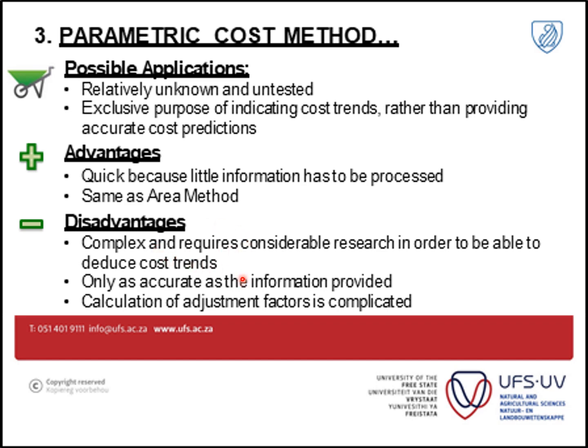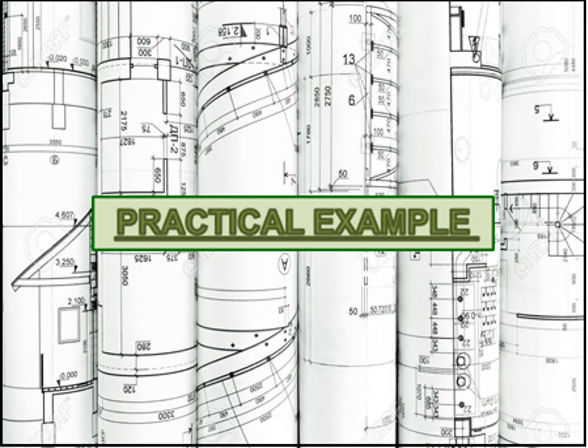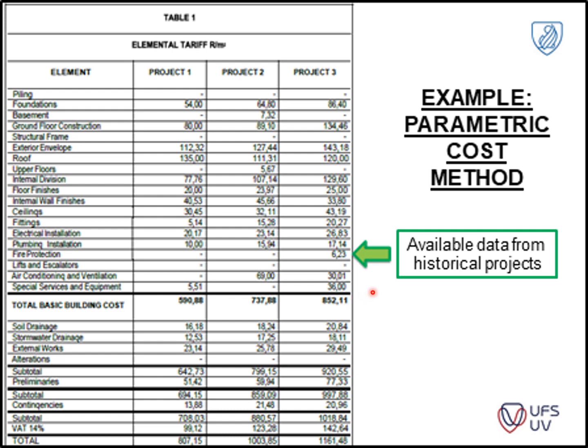It's complex and requires considerable research in order to be able to deduce cost trends, and it's only as accurate as the information that you put into this calculation. So the calculation of adjustment factors can be quite complicated if you want to go into that. So let's look at a practical example of this. The available data on a historical project is shown in the following table.